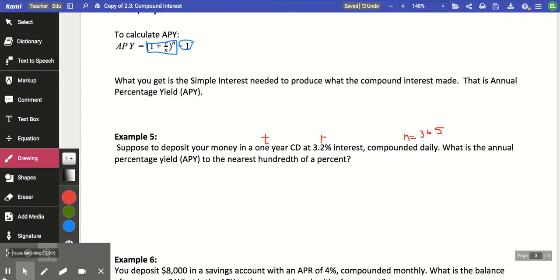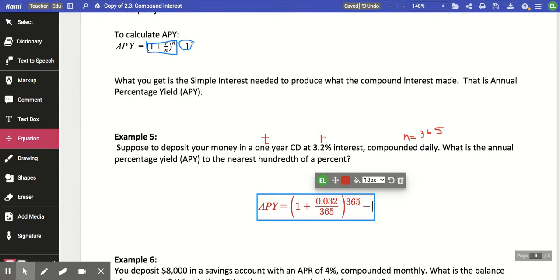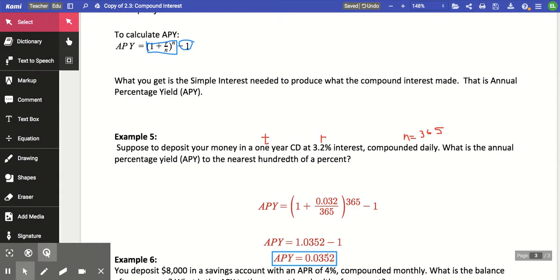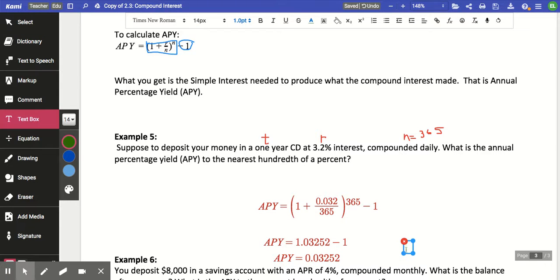So that would give us the following equation. And once simplified, so this means that the APY is, that should be 252. So that means the APY is 3.252% as opposed to the APR, which is 3.2%. So notice this is slightly higher.